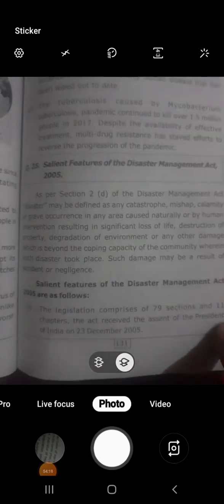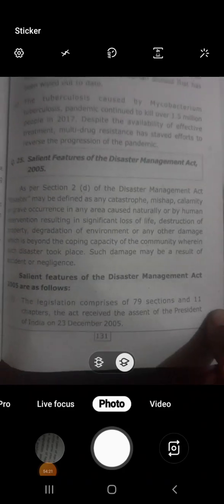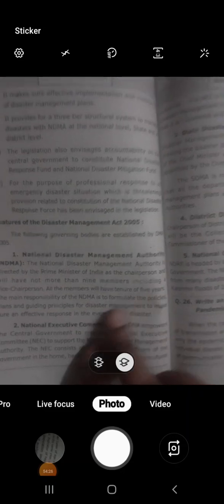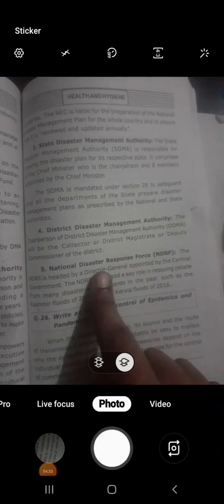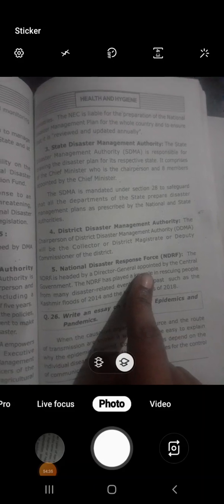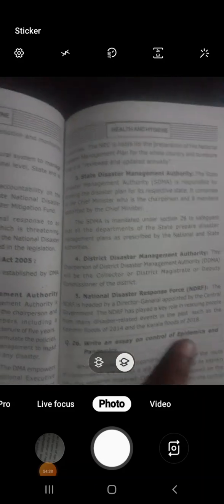And disaster management, as we know, we have the National Disaster Management Authority. These are the features we have: authority, executive committee, State Disaster Management Authority, District Disaster Management Authority, and response force. So this is the health unit, and next we have the hygiene unit. Later we can discuss. Thank you.